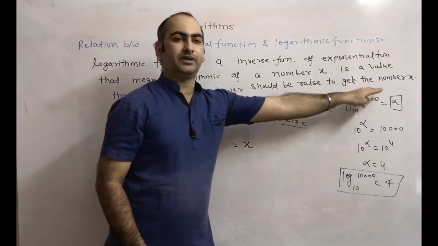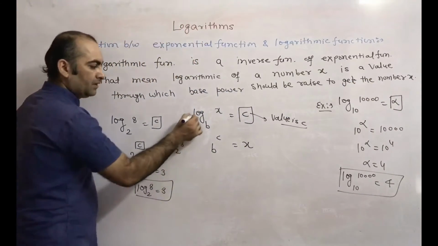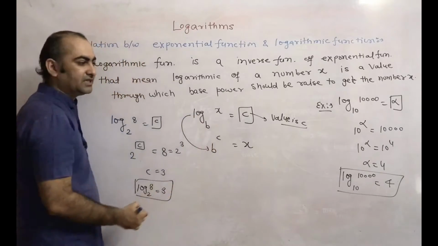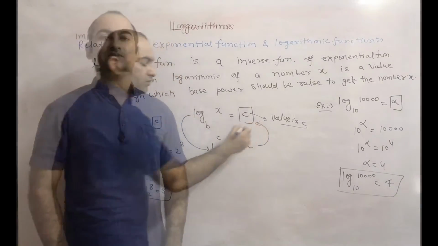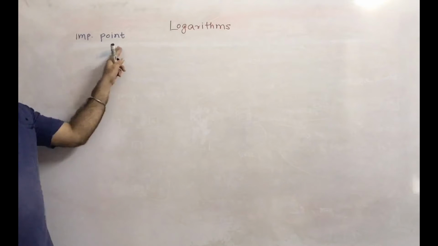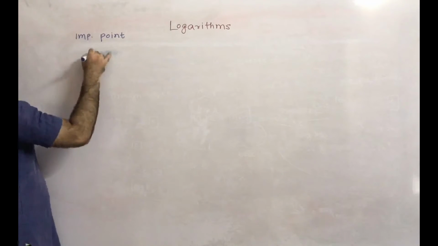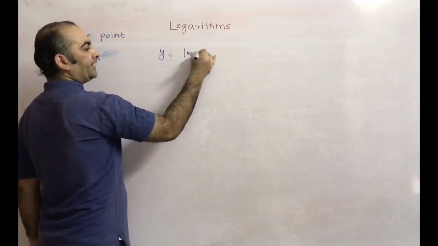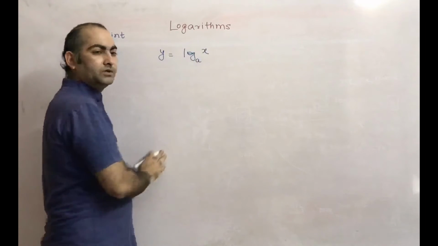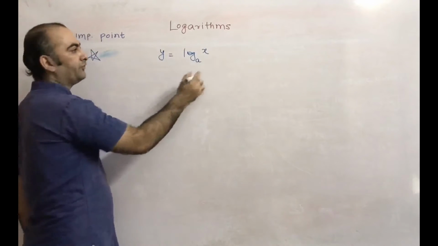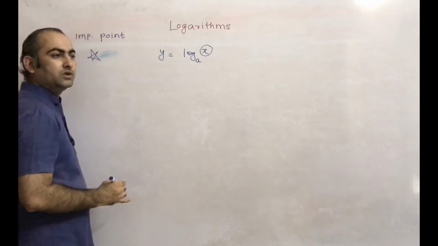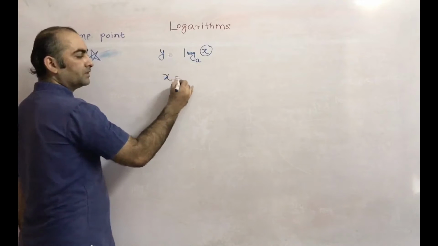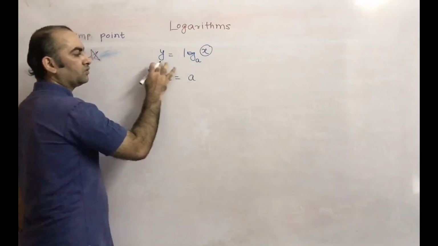So logarithmic of a number x is a value through which the base power should be raised to get the number. This relation holds from logarithmic to exponential and exponential to logarithmic. Next we are discussing an important point. If I have y equal to log x to the base e, and we want to find the x value, then x equals the base power y.